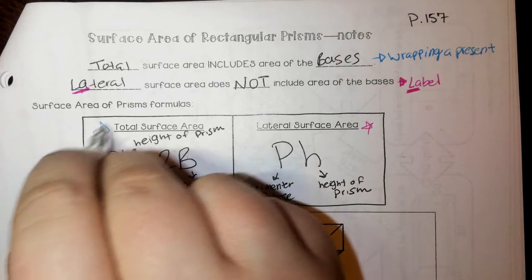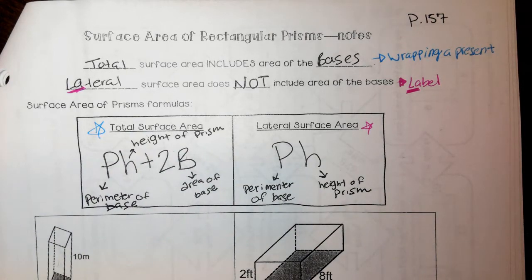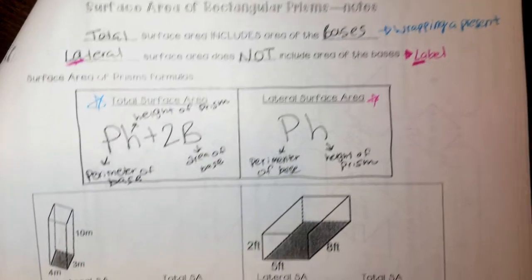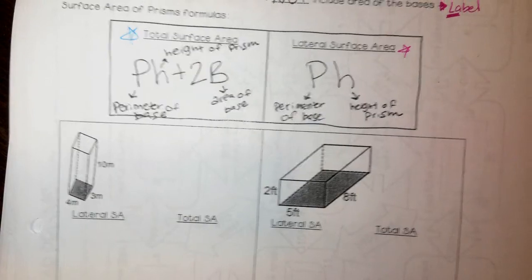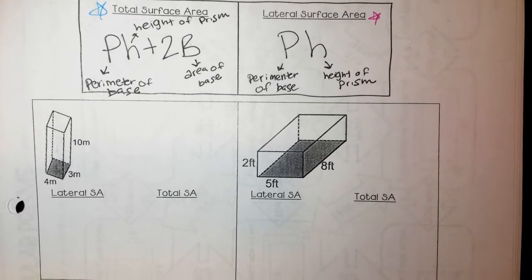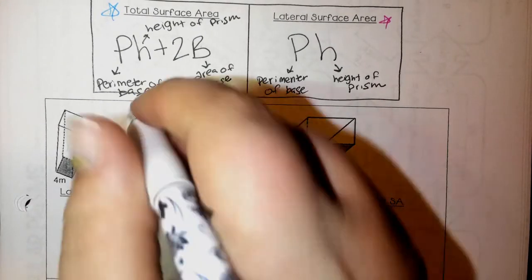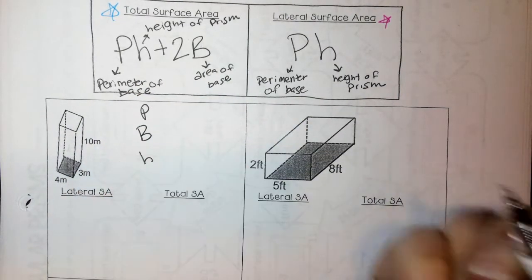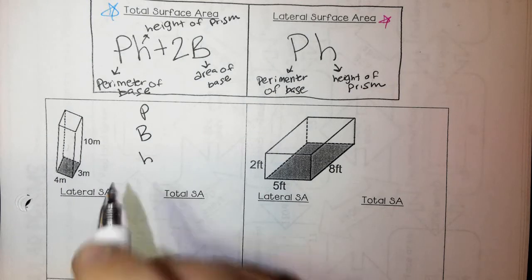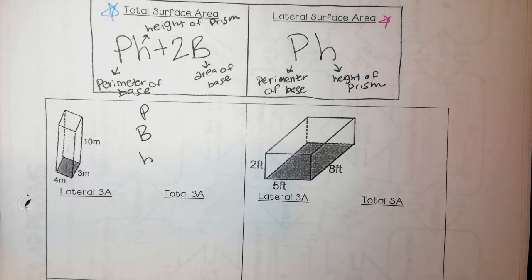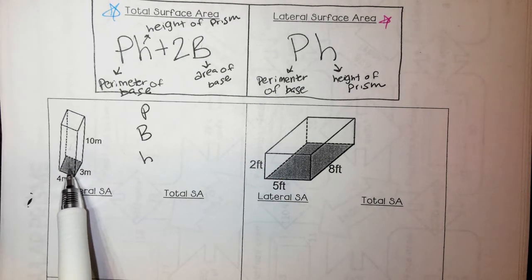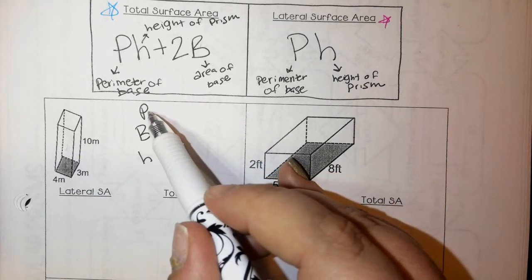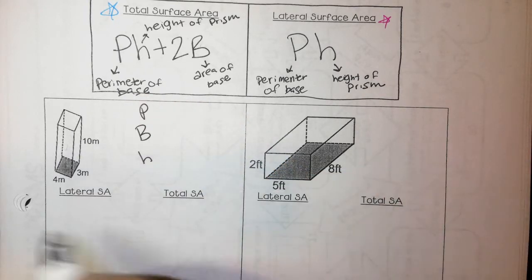Just so I remember what colors I'm using. Okay. So with any 3D figure, remember, we want to always find P, H, and B. To find the perimeter, I need to have the base. So I'm going to redraw the base. Sorry, the perimeter of the base. So I need to know what the base is.